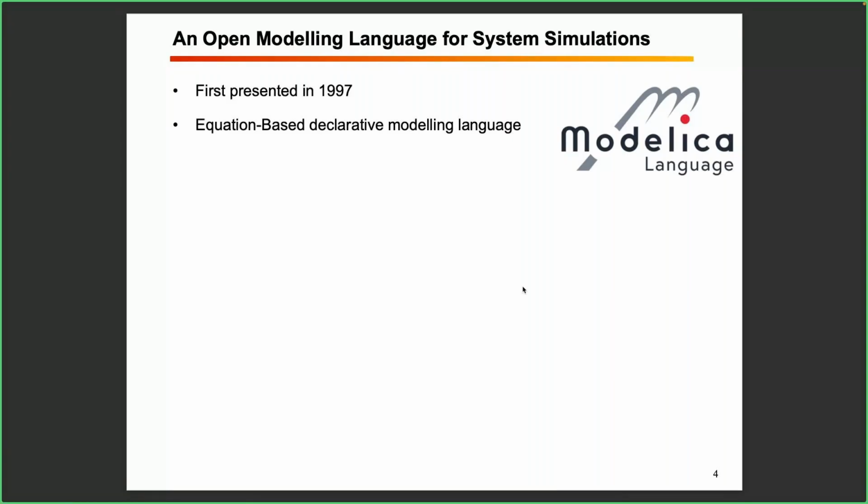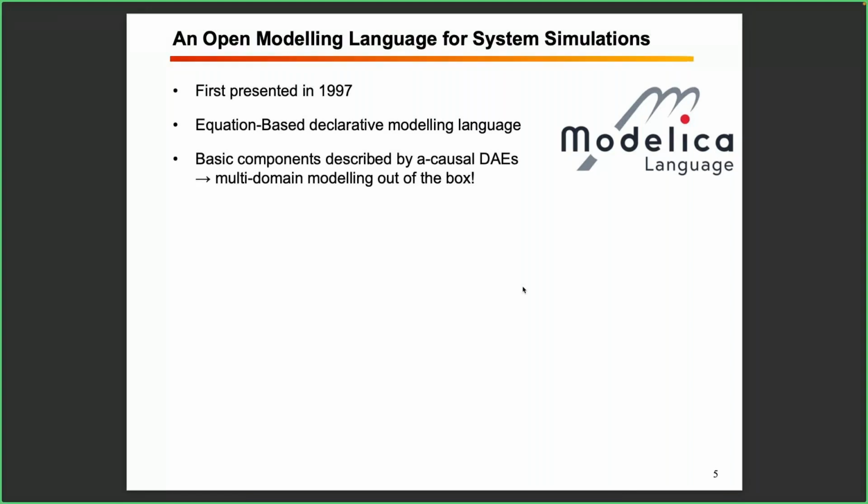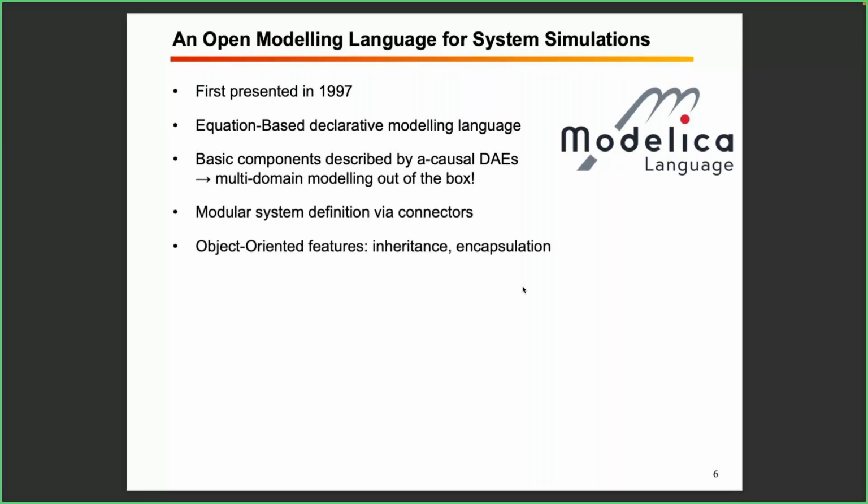It's an equation-based declarative modeling language, which basically means you describe basic components by writing differential algebraic equations, regardless of how they have to be solved, which is a very nice feature because everything that can be described in terms of DAEs can be modeled. So it's 0D and 1D models in whatever domain, electrical, chemical, thermal, fluid, whatever. So you get multi-domain or multi-physics out of the box.